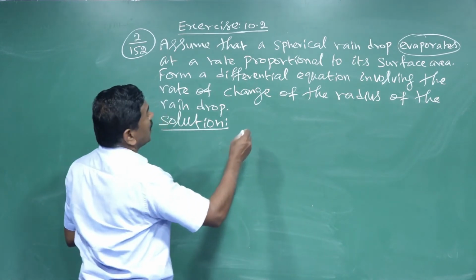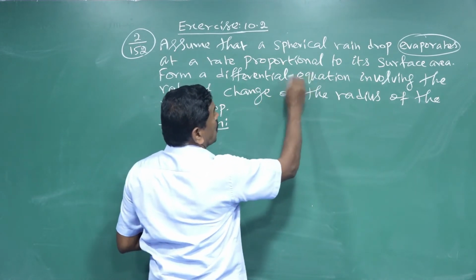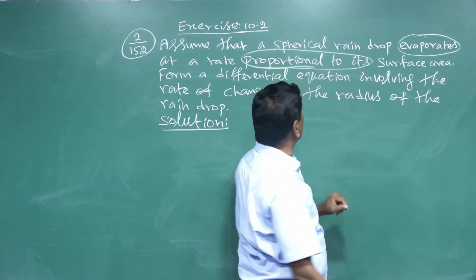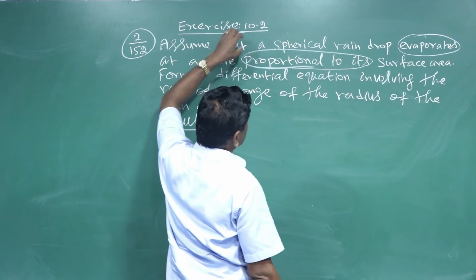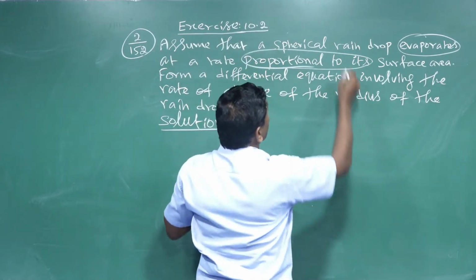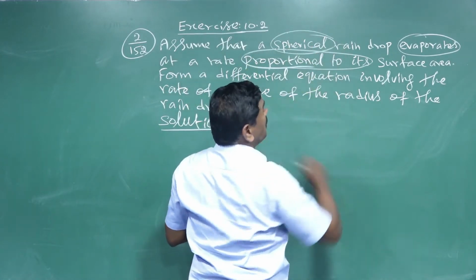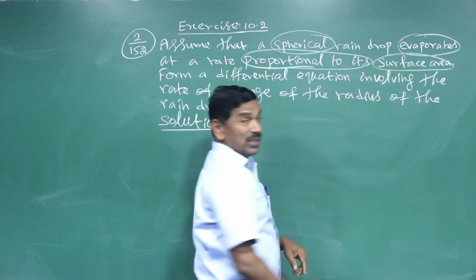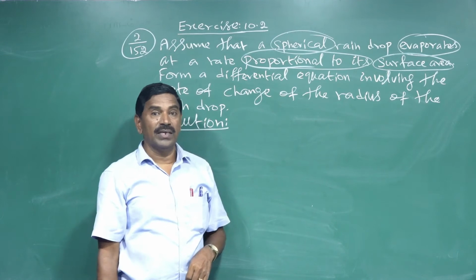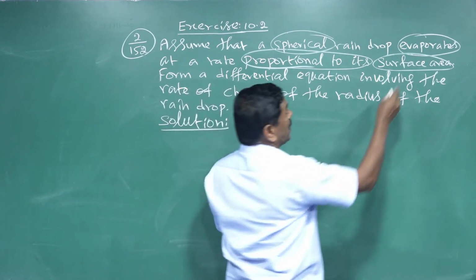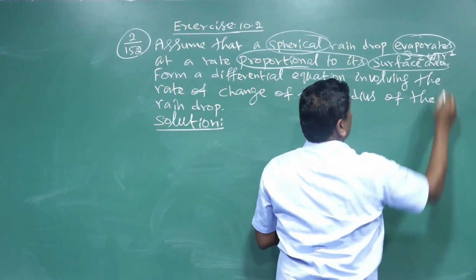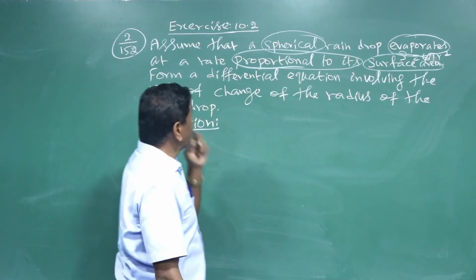Here, proportional to its surface area. Can you tell me surface area formula? Assume that a spherical raindrop. Spherical raindrop means that is a sphere. And can you tell me surface area of the sphere? Anyone? Yes. Surface area of the sphere, S is equal to 4 pi r square.